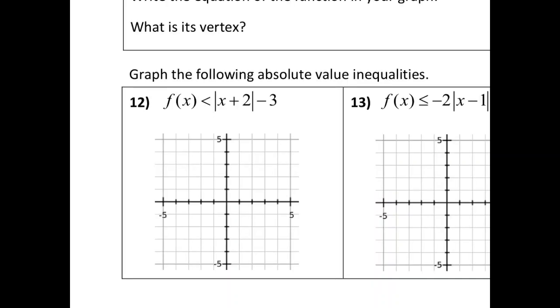Now, for 12, 13, and 14, you are asked to graph absolute value inequalities. Remember that when you're graphing an inequality, you start by graphing similarly to how you would have graphed an equation, except that instead of an equal sign, you've either got a less than or greater than sign, or less than or equal to, greater than or equal to. And so you're going to graph either a dotted or solid, a dashed or solid line, and you're going to shade either up or down, and we'll talk in a minute about what that's going to look like.